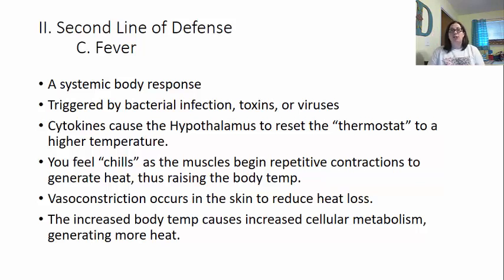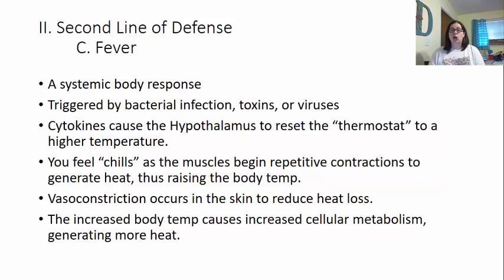Now, you do feel chills in this process, and these chills are actually caused by your muscles doing the repetitive contractions to start to actually generate more heat. Okay, so the whole point of your chills and your shivering that takes place when you have a fever is so that your muscles are actually producing more heat to raise your body temperature. Vasoconstriction occurs in the skin to reduce heat loss, and so the blood vessels will start to constrict and pull away. Doesn't mean you're not getting blood to your skin, but this is why a lot of times you may appear pale.